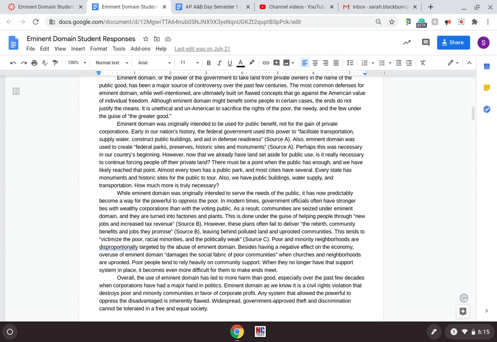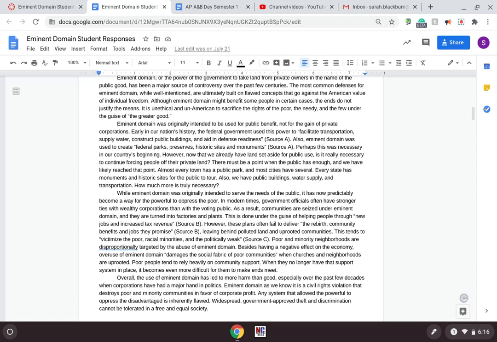So remember, anytime you're dealing with a synthesis essay or an argument essay, addressing counter-arguments and concessions is key to getting that sophistication point. So in this essay, they made a concession right off the get-go in paragraph 1, and said the most common defenses for eminent domain, while well-intended, are ultimately built on flawed concepts that go against the American value of individual freedom.